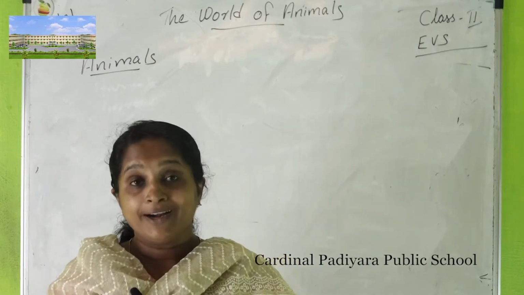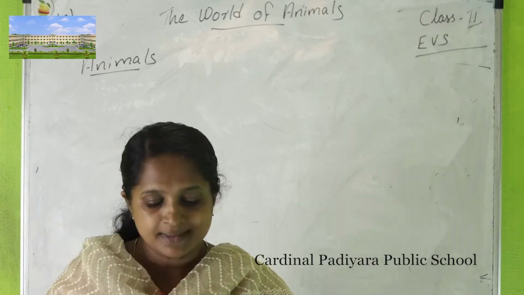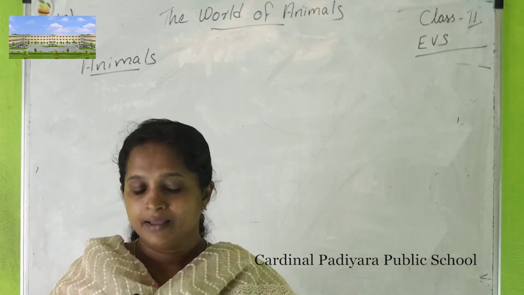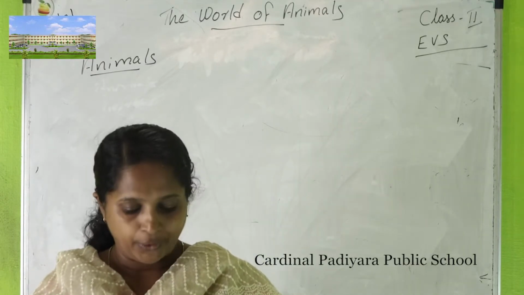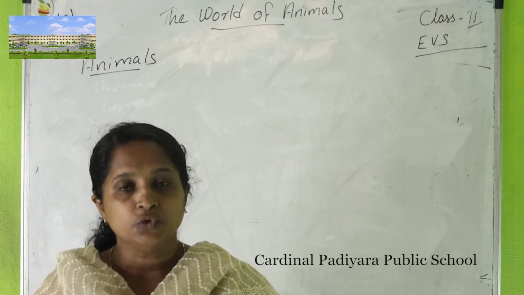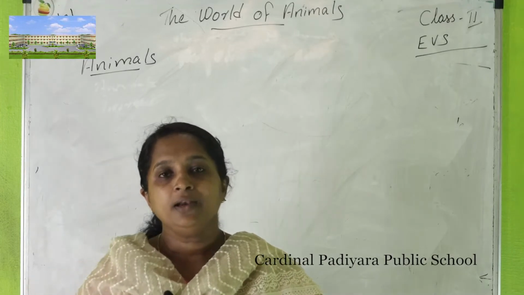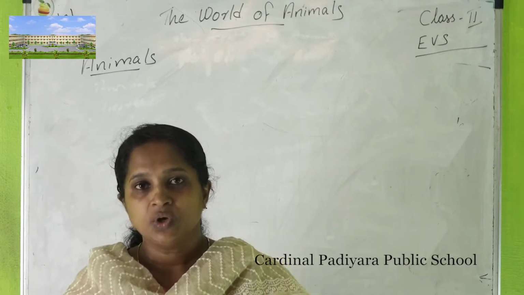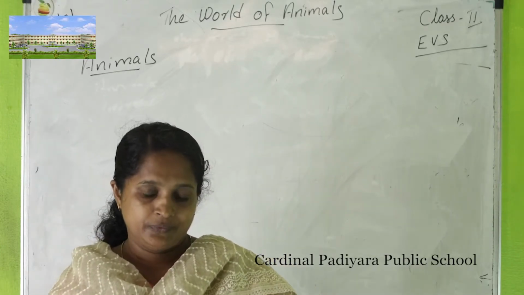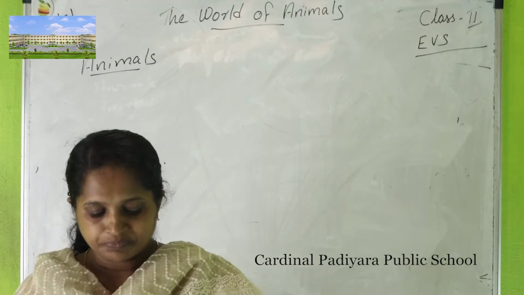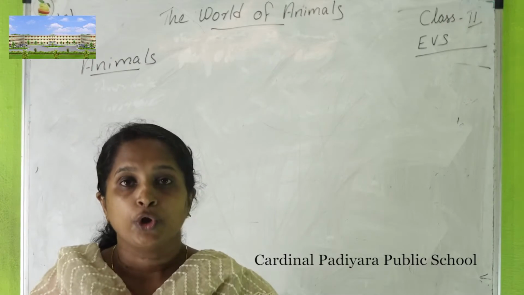What are the characteristics of living things that we had learned in the last class? Yes, living things can grow. They need food, air, water. They can move from one place to another. They can reproduce. Our first characteristic is living things can grow.